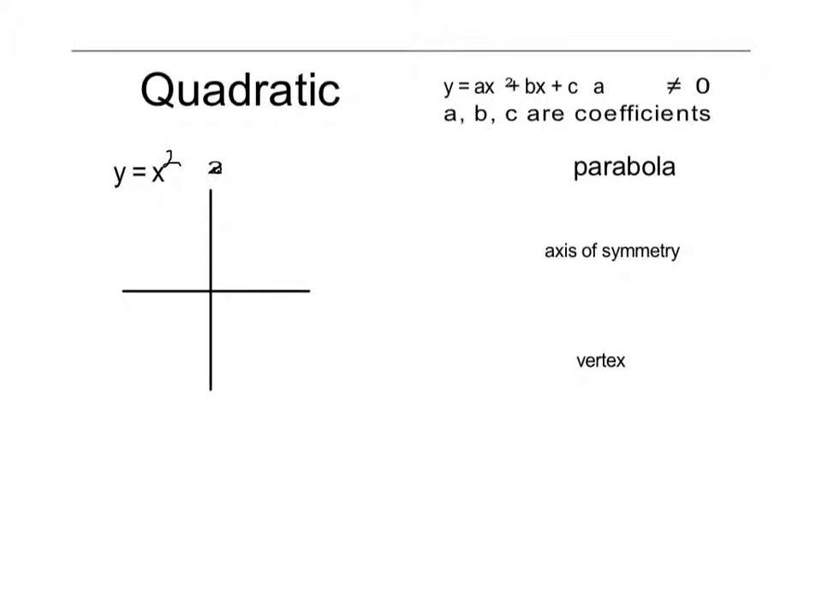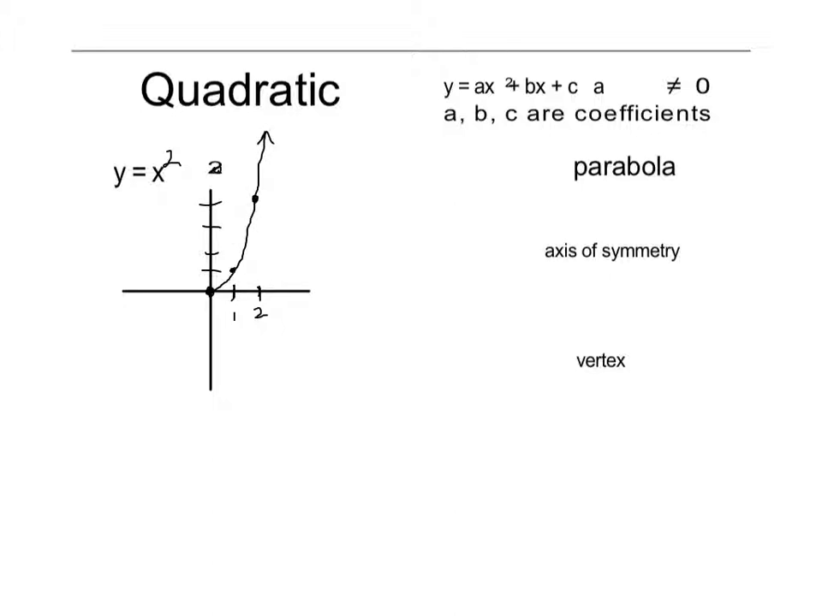It should be here. So if we're doing y equals x squared, if we put in 0 for x, then y is going to, 0 squared is just 0. If we put in a 1 for x, 1 squared is 1, so over 1 up 1. And if we put a 2 in for x, 2 squared is 4. So this is 1/2 of the parabola.